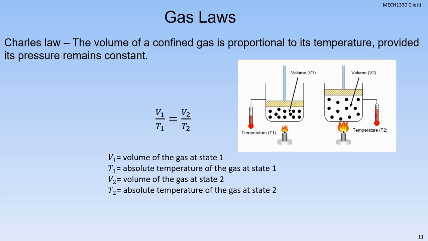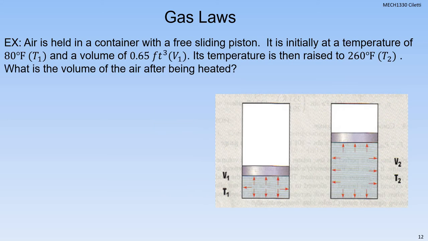So there's three laws we're talking about. We've got Boyle's law, where temperature is constant. We have the last one we did, Gay-Lussac, where volume was constant. And then we have Charles' law here, where pressure is constant. So we're going to combine those and make the general gas law. But first, let's do an example using Charles' law.